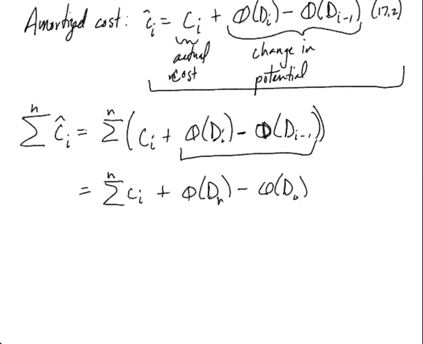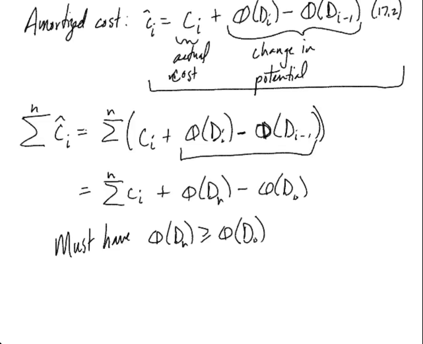Now, to have a legitimate amortized cost, we must have that the final potential is greater than or equal to the original potential. An easier thing we might do is to say that the potential will always increase.